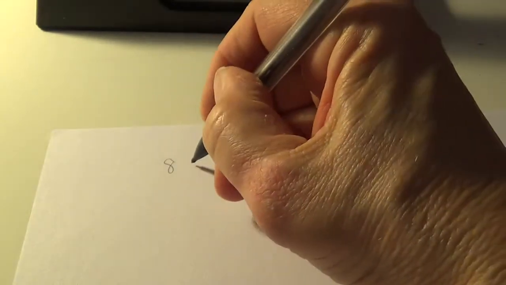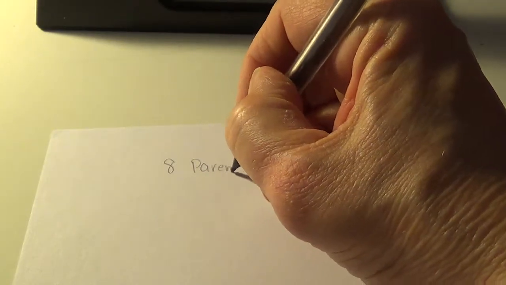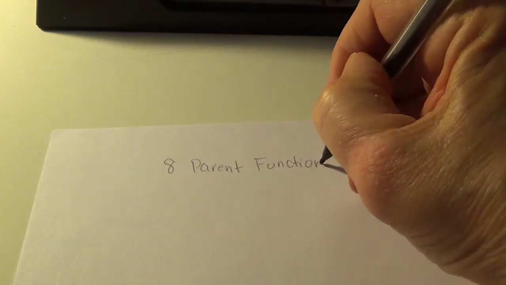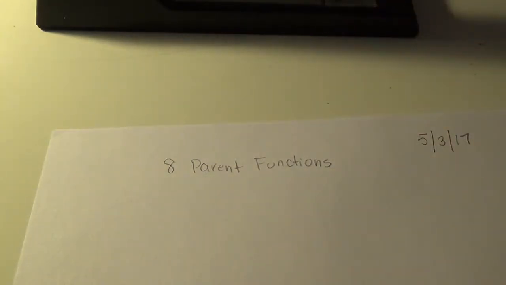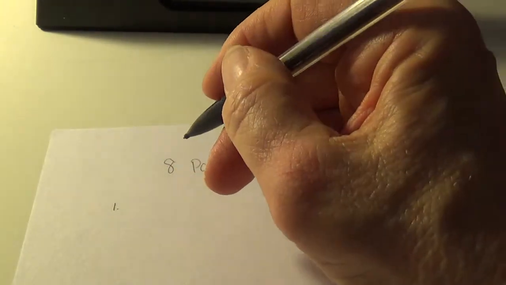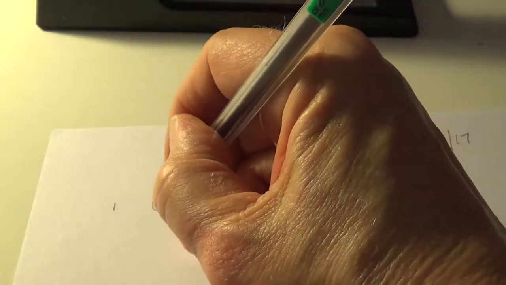So we're going to look at the 8 parent functions. They're called parent functions. They're kind of the basic ones from which all the others, or so many of the others, come from. So there are 8 of them, so we'll start going through them. The first one is called the constant function.